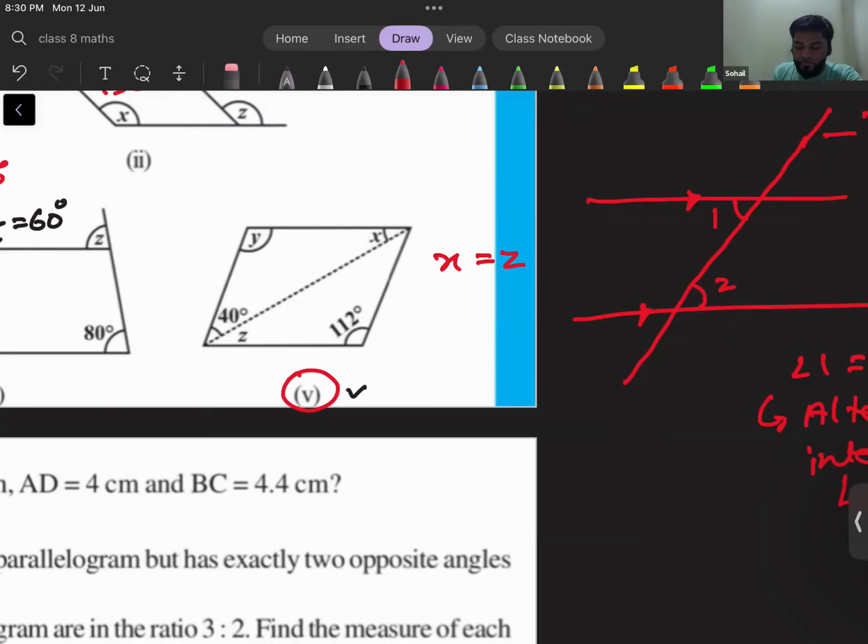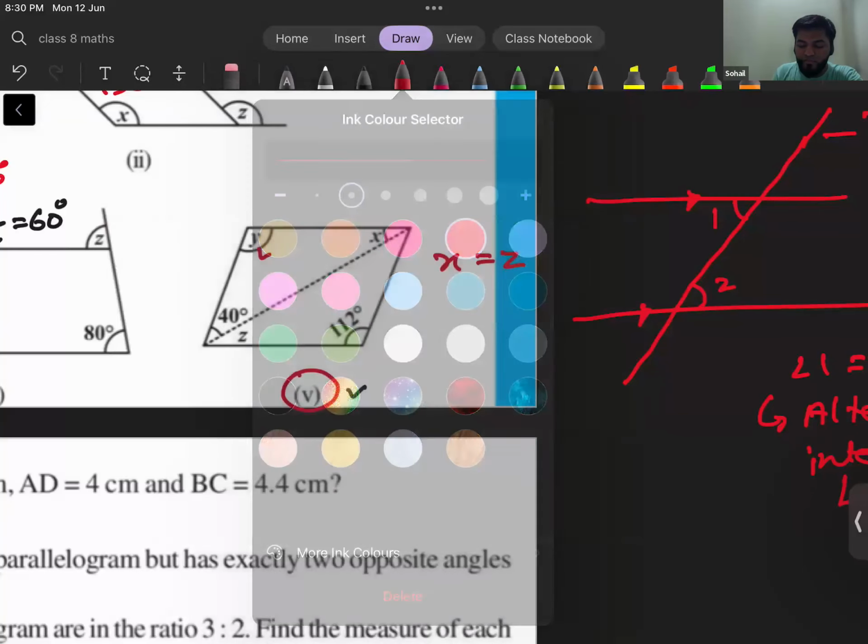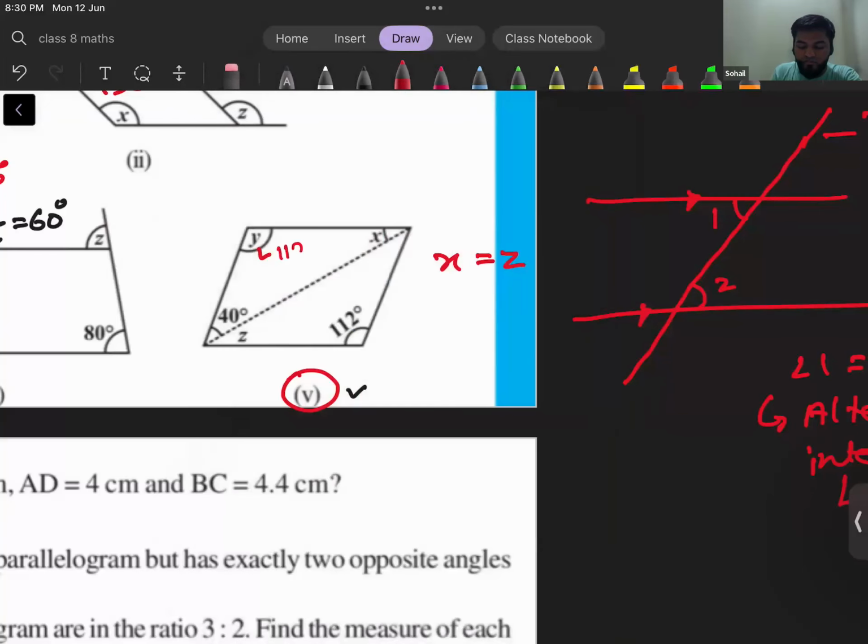Okay, guys. Now see here Y. What is the value of Y in this figure going to be? It is going to be 112 degree, because angle Y and 112 are opposite angles in a parallelogram. So Y is 112 degree now. And as we already know, the sum of adjacent angles of a parallelogram is 180 degree. Which one? Sir, Z and X. How much is it?